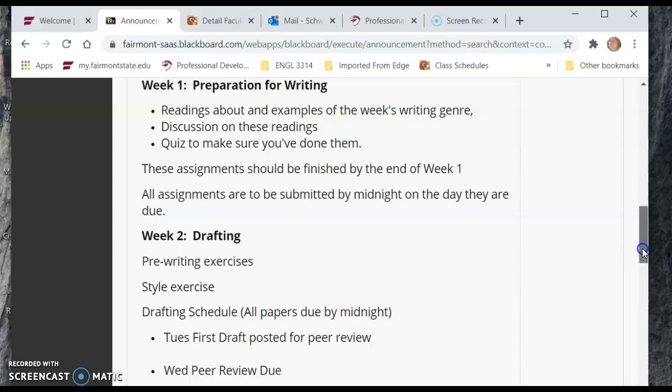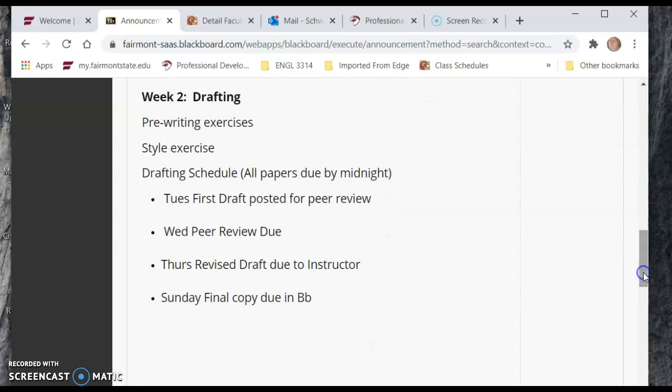And then the second week will consist of drafting an essay in the genre that we've been looking at. I will provide a couple of pre-writing exercises, perhaps a style exercise, and the drafting schedule. At this point, this is the drafting schedule I'm going to ask you to keep.